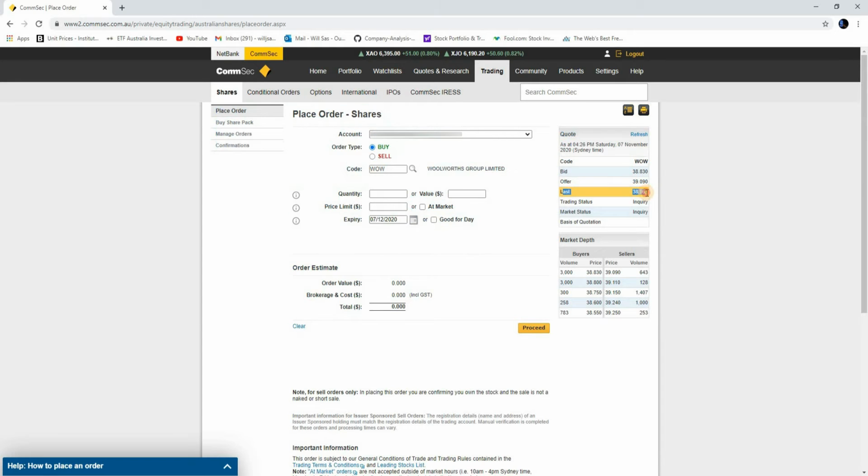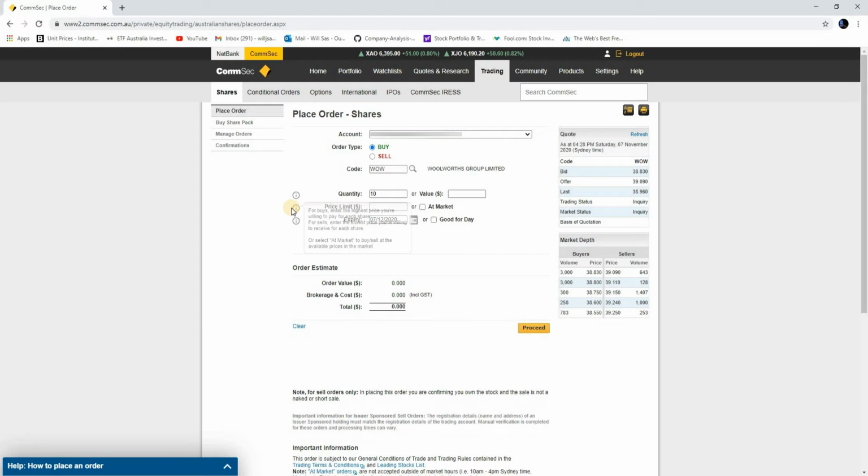Next, you have last price. This is how much the last Woolworths shares were sold for. So the last price was $38.96. And I'll tell you why this is relevant later on in the video. But we'll just go to quantity. So you can put in your quantity amount or you can put in a value. So if you want to buy $1,000 worth of Woolworths shares, just type in $1,000. If you want to put in a quantity, say 10, just pop in 10.